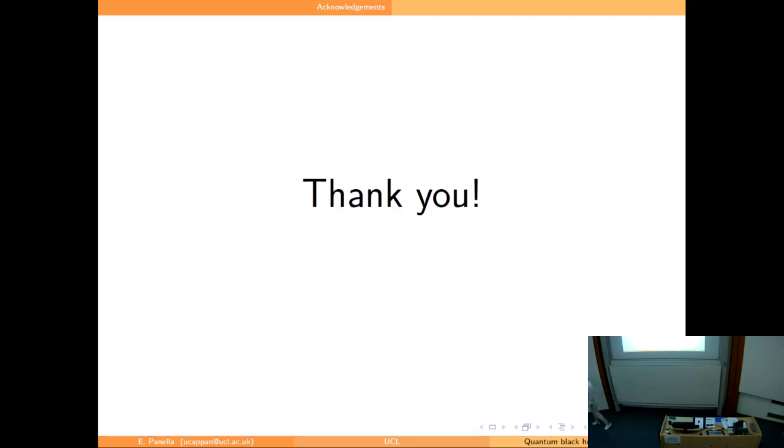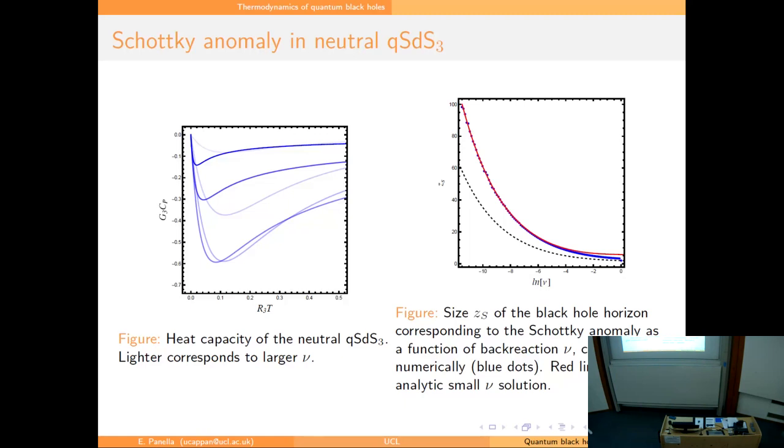Oh, I see. Hi. Can you remind me what's the sign of the specific heat of this quantum black hole? The sign of the specific heat, yes. Is it positive or negative? So this is negative. Yes, this is still negative. Okay, just like in higher dimensions. Unstable. Yes. I see. Okay.